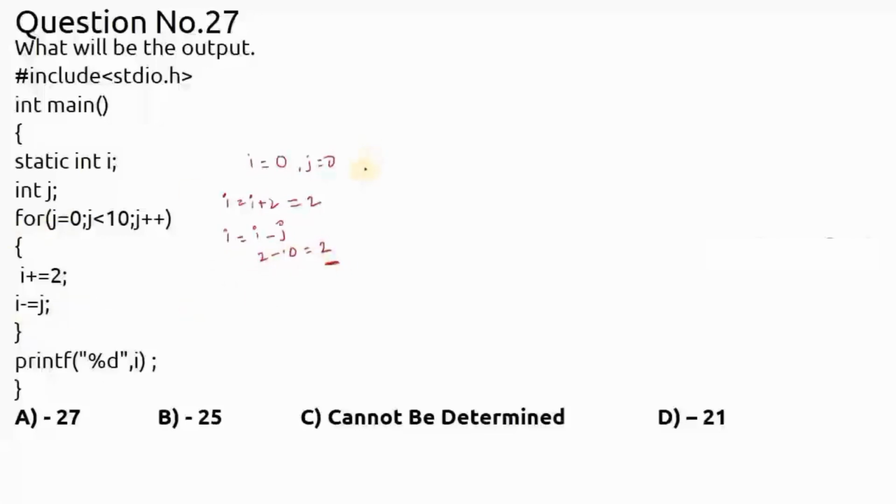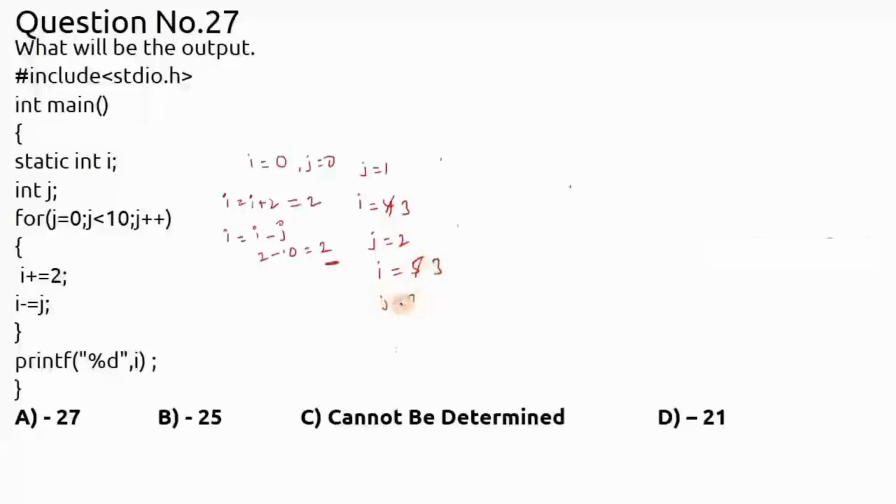Now coming to here, the j value will become 1. So i += 2, i value is 2, 2 plus 2, i value is now 4. Now i minus j, so 4 minus the j value 1. So 4 minus 1, the i value will become 3 here. Next, consider j as 2. So i equals i plus 2, so 3 plus 2, which is 5. And again i equals 5 minus 2, which is 3.